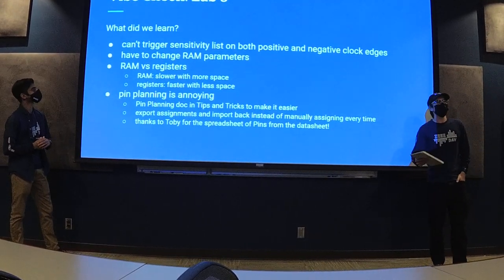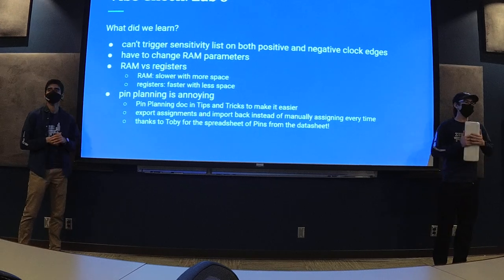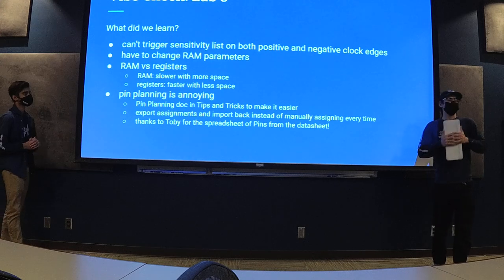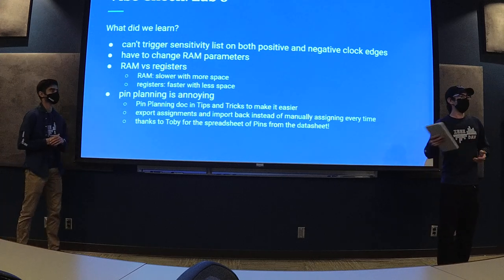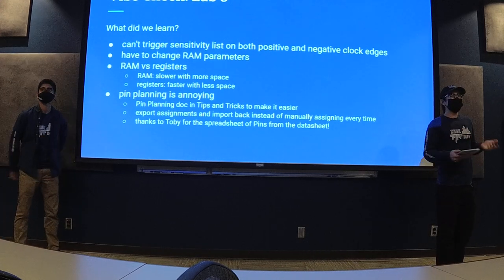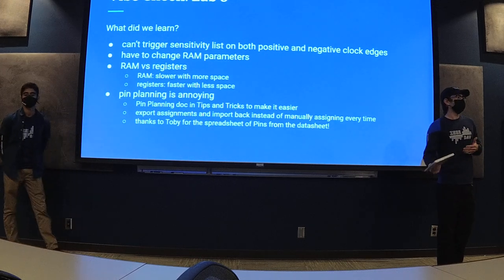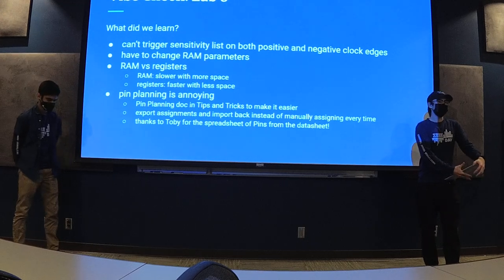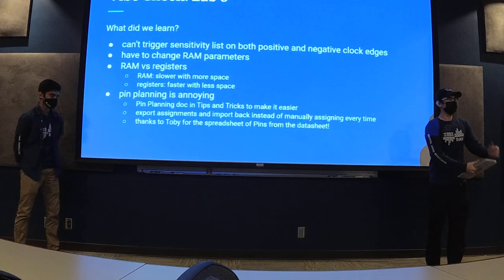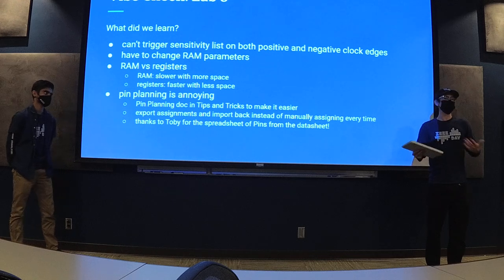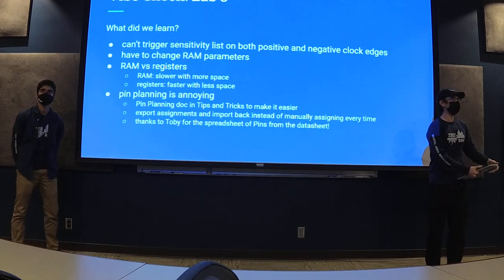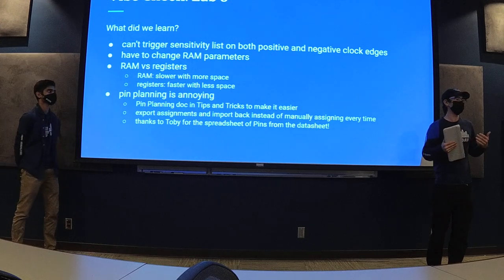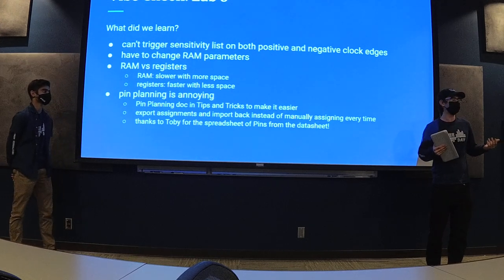So, what did we learn in lab three? We can't trigger sensitivity lists on both the positive edge and the negative edge of our clocks, and that can't be synthesizable into Verilog. You have to change the RAM parameters in order for it to work for what we're working with. That's why we taught you guys parameters in lab two. Parameters end up being very, very useful coming forward. Please make sure you understand them and use them properly. If you guys have any hesitancies about RAM or parameters, please let us know either by PM or by just asking questions right now.